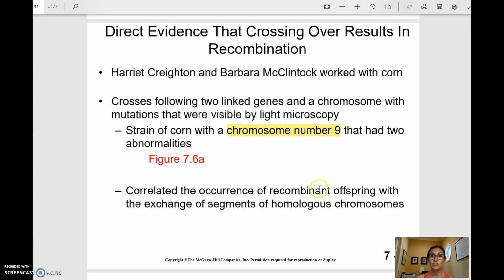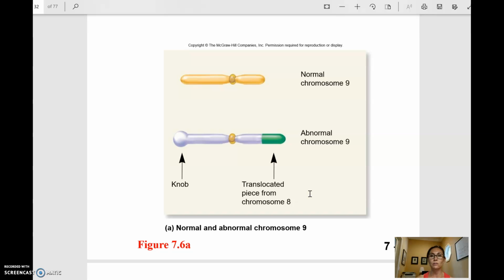Chromosome number 9 has 2 physical abnormalities, or 2 physical options, I guess you could say. The normal chromosome number 9 itself is just a specific length, with a slightly offset centromere. The abnormal chromosome 9 has a piece of chromosome 8 that becomes translocated onto 9 during meiosis. Now, don't worry about the translocation right now. We'll talk about that later in this class. But the abnormal chromosome 9 also has this weird knob on the end.